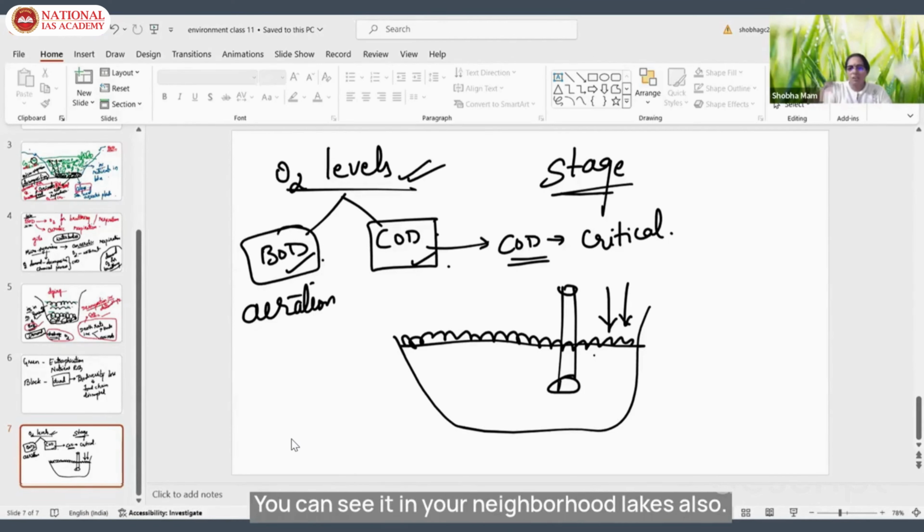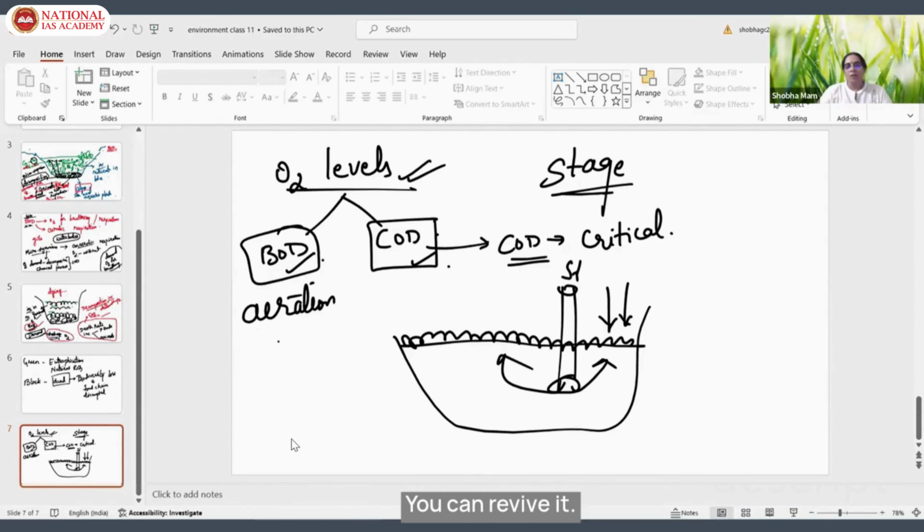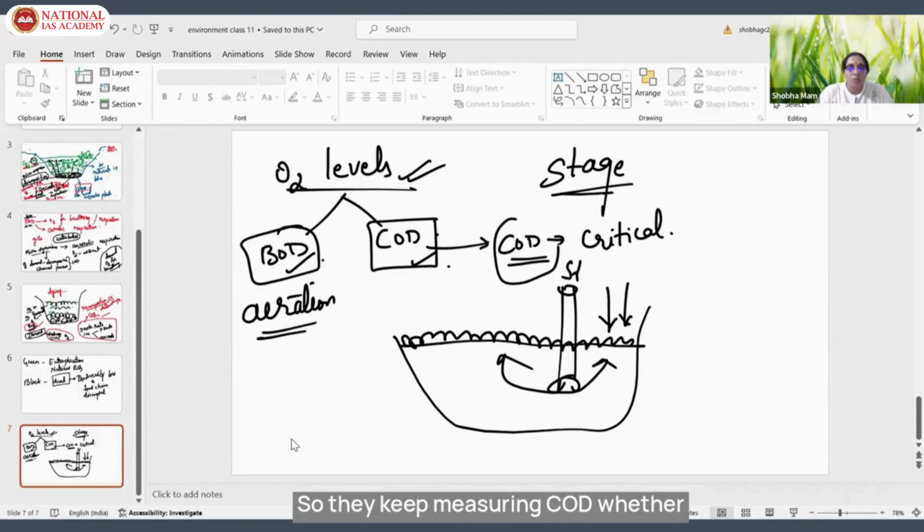You can see it in your neighborhood lakes also. Some pipes will be connected and left. Through this gap air enters, goes inside, and clears the demand for oxygen. So when it is in BOD, the lake is still healthy. You can revive it; if you do normal aeration, it is enough. But when it is in COD, it is critical. So they keep measuring COD, whether chemical oxygen demand is there. If chemical oxygen demand is there, it means decomposition is not taking place and debris is collected at the bottom.